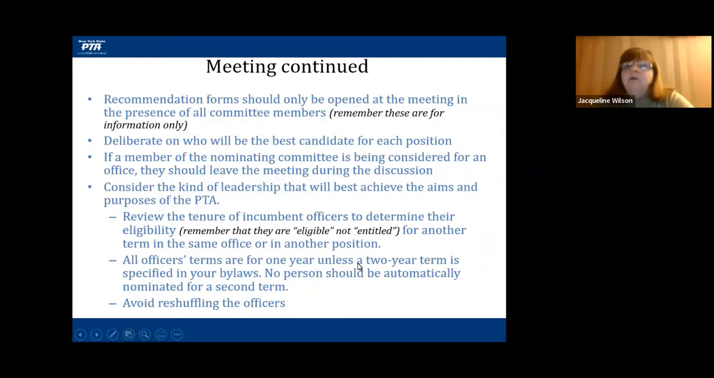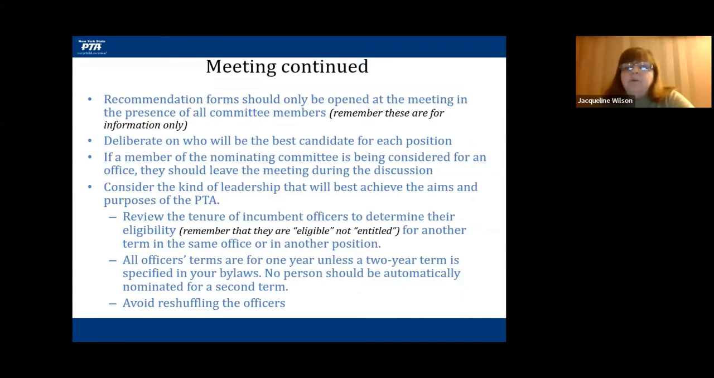So now we have our bylaws. We've looked up everything we need to do as far as the committee and who we need to nominate, recommend. So recommendation forms would be opened only at the meeting in presence of the committee members only. These are confidential, but they are for information only.